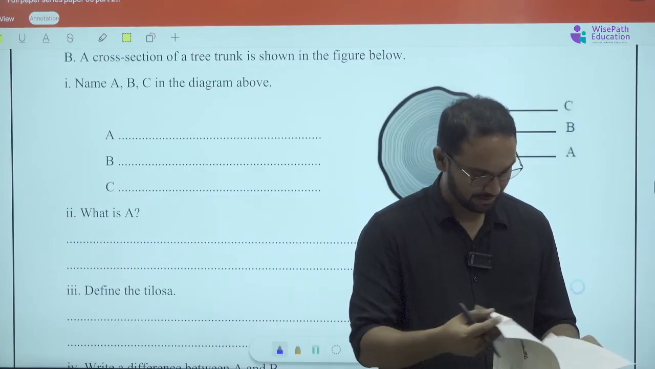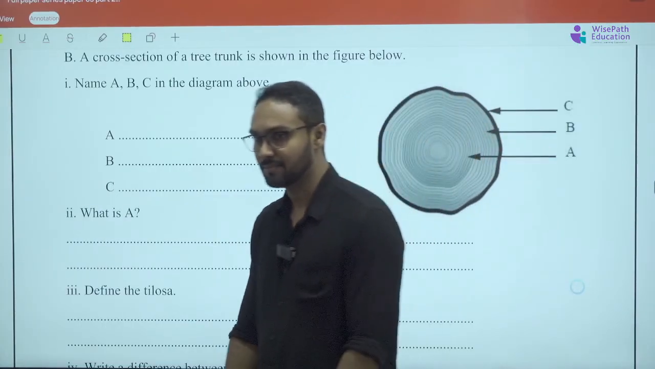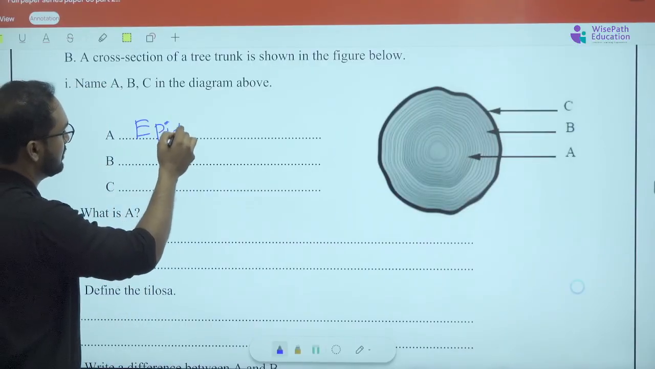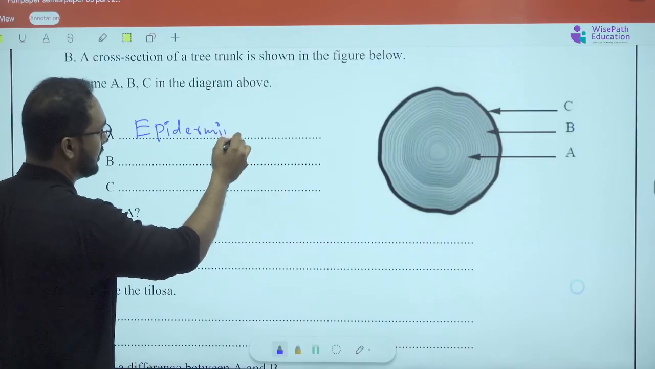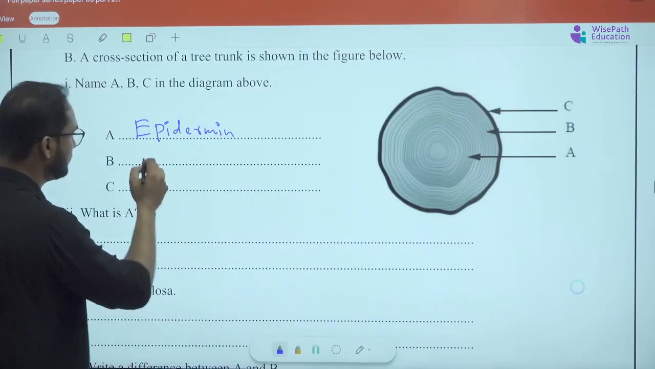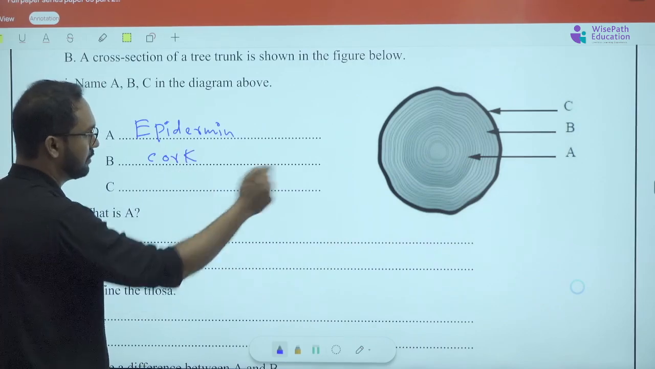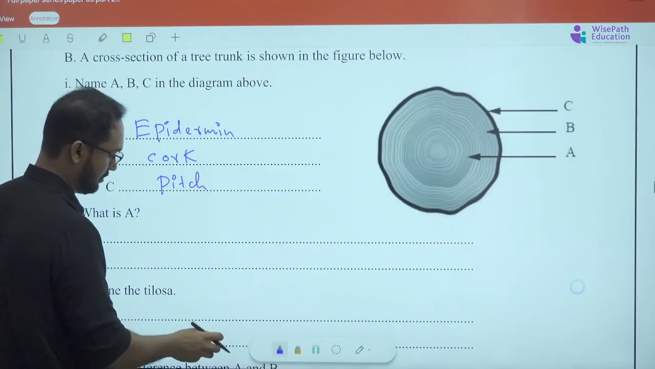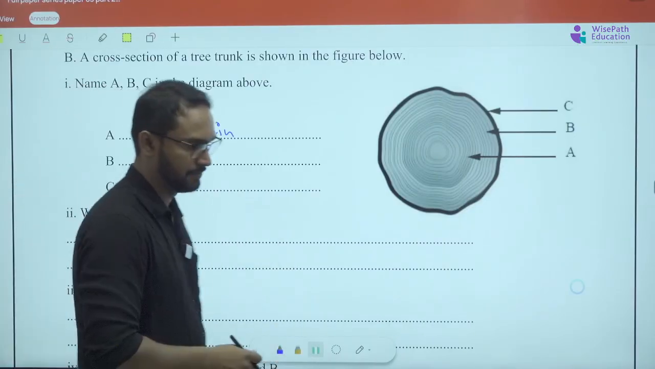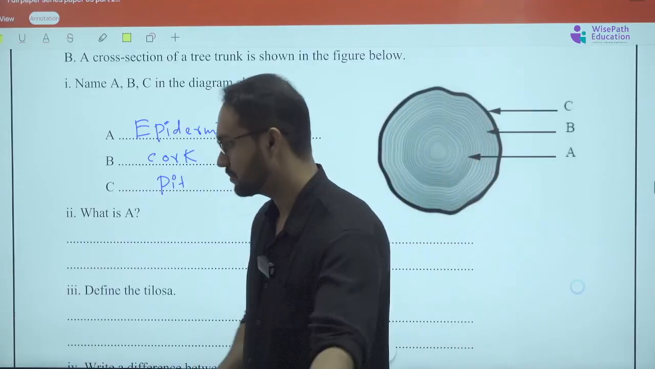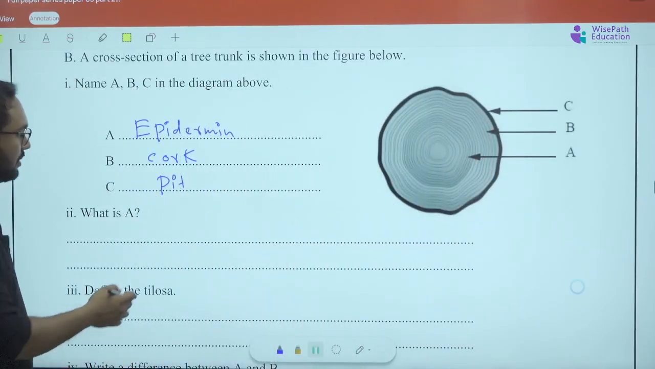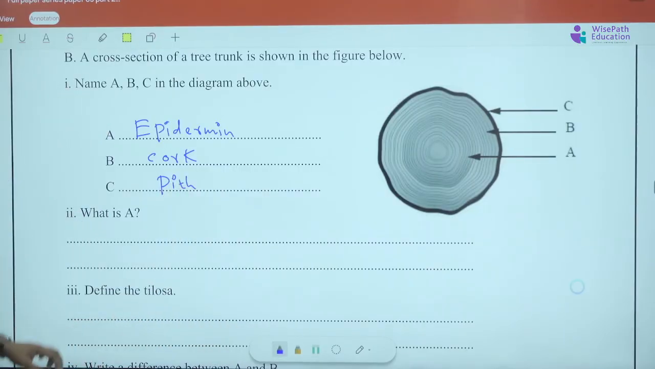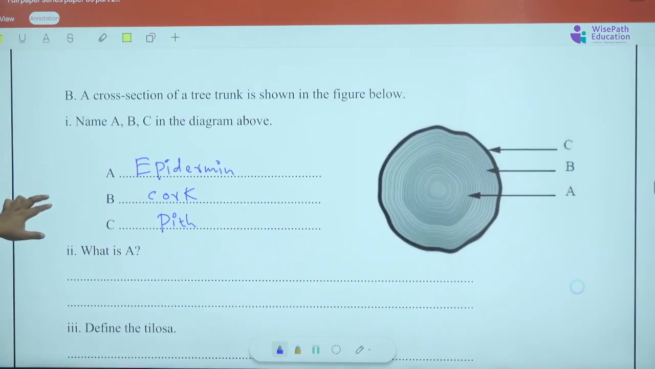That's page number 6. So what are the parts? The outer part is epidermis. The middle part is cork. And the innermost part is pith. It's a pith, right? Now what is A?